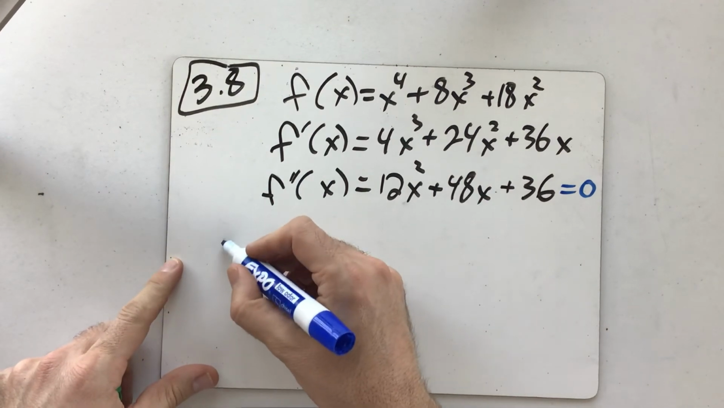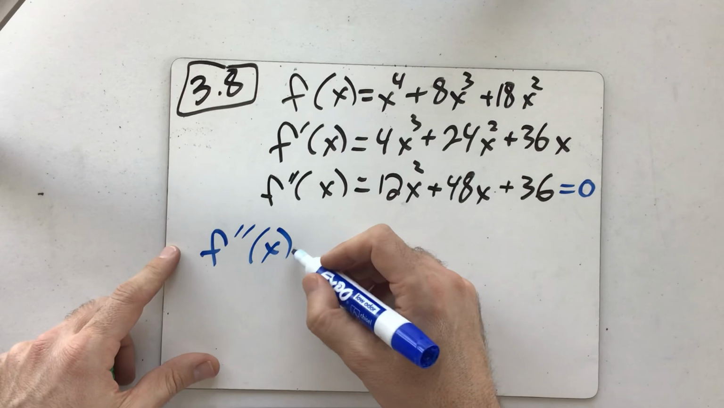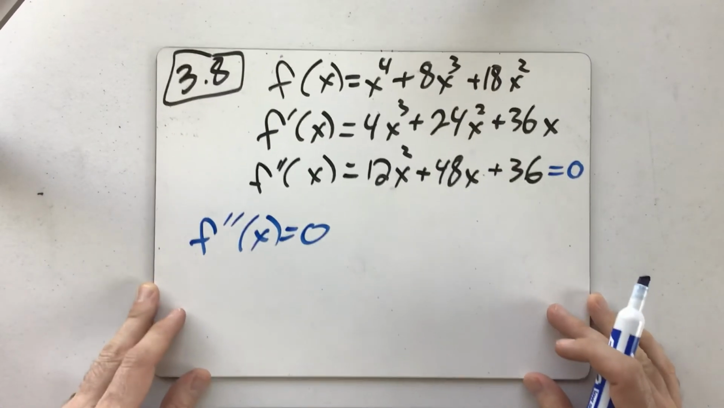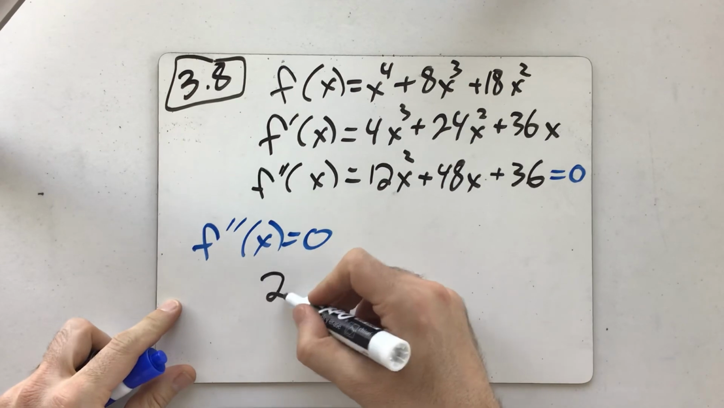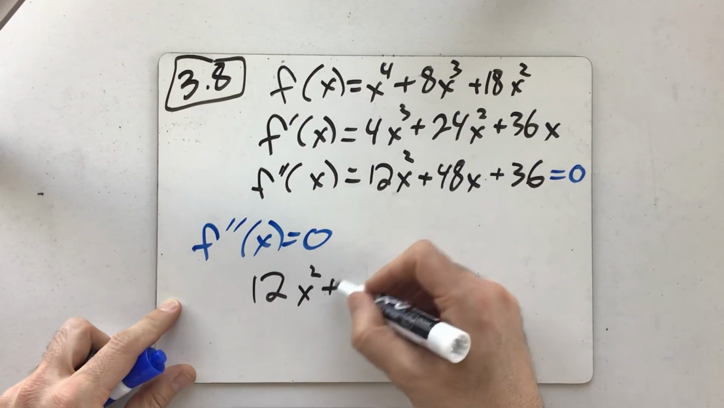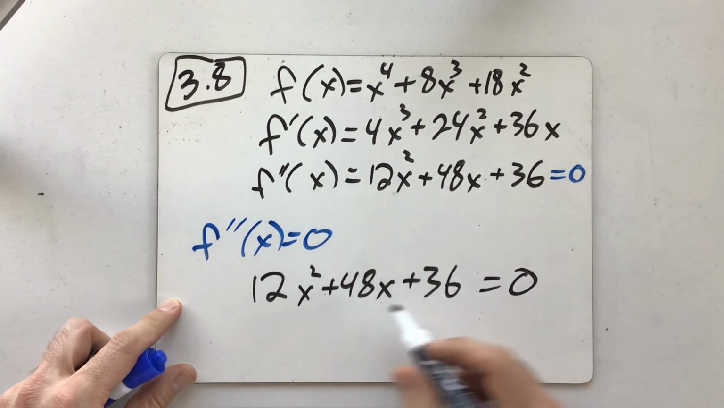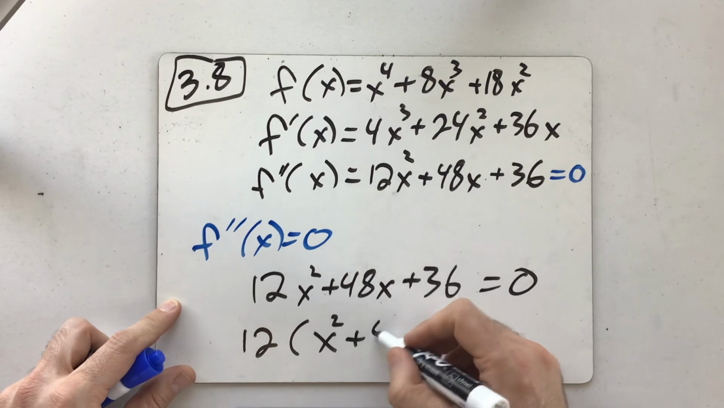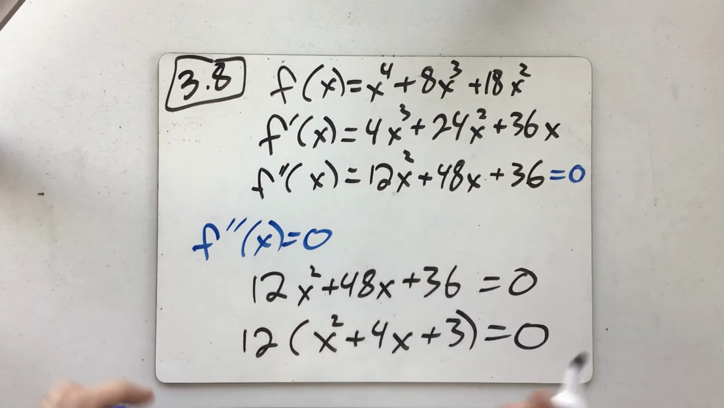So we're going to have f double prime of x equal to 0, and we're going to solve that equation and hope that we can be successful. So let's start solving that. 12x squared plus 48x plus 36 equals 0. I'm going to start by factoring out a 12, and I'll have x squared plus 4x plus 3 equals 0.